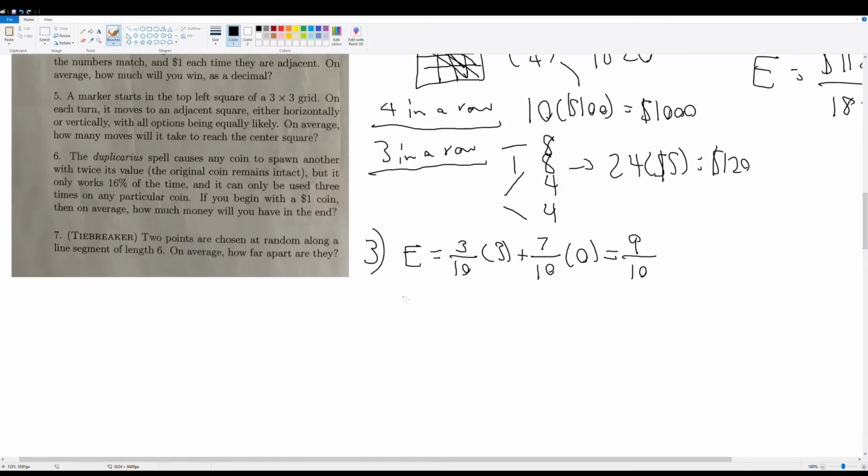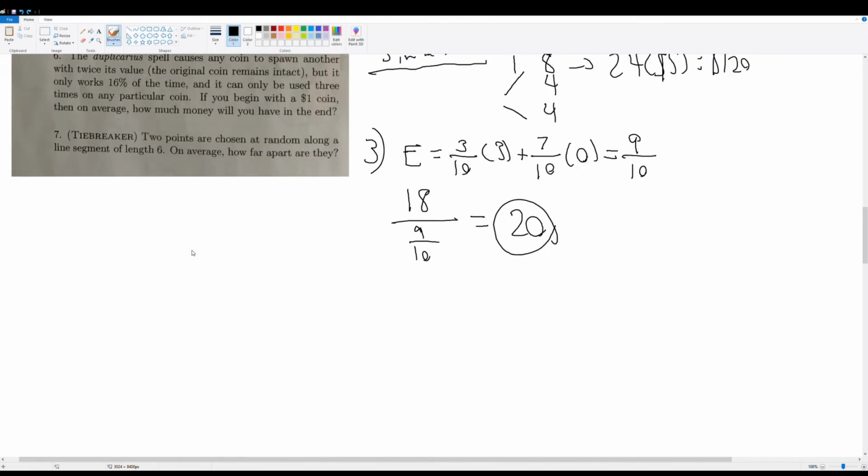So we're asked to find how many shots it would take to get 18 points. So you just divide the number of points by the expected value of points per shot, and that would come to a total of 20 shots.